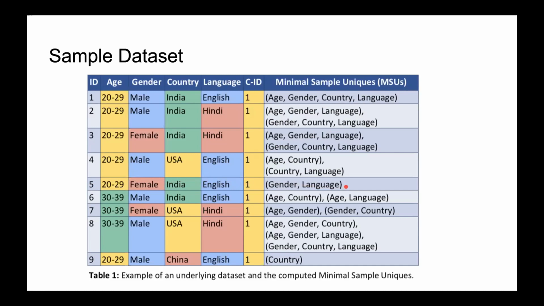As you can see, for a user, there can be multiple MSU pairs that can exist. As you can see for user number 6, age and country is enough to identify user number 6 in this database, as there is no other user in this data that has a person from 30 to 39 years of age who is from India, and so on.